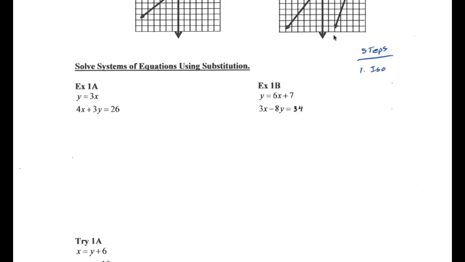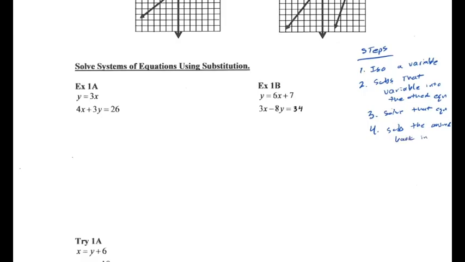Isolate a variable. It does not matter which one. And then we're going to substitute that variable into the other equation. And then we'll solve that equation. And lastly, once we solve that equation, we're going to substitute the answer back into the first equation to find the remaining variable, the one we haven't solved yet. Okay, so those are the steps.